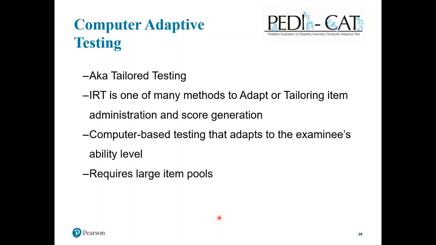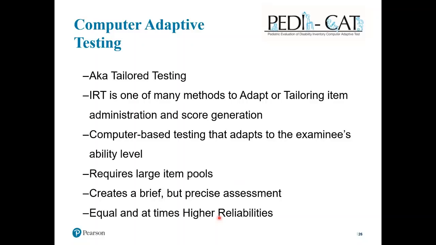And the other nice thing is that you are not asking the caregiver or the individual to respond to inappropriate items. It's identifying whether an item is appropriate or not, and they're responding to key items for their needs. And it creates a very brief but very precise assessment, and that's one of the beauties as well. The average administration time of the PEDI-CAT is about 10 to 15 minutes. So it is really brief, but you're getting very accurate information in that brief assessment. And because of the way it's developed, you do actually get equal or at times higher reliabilities than perhaps some of the more in-depth assessments, because those items are targeted at that individual's needs.